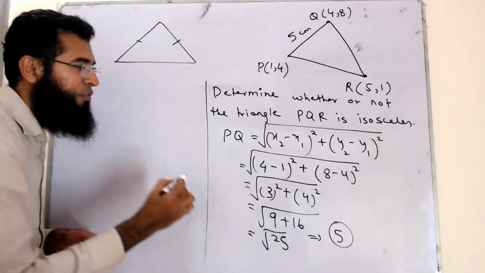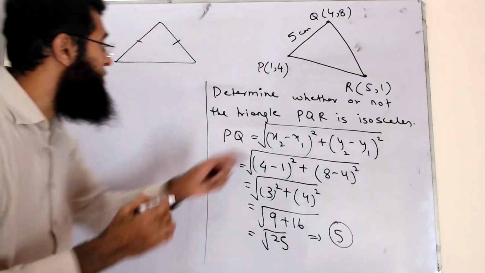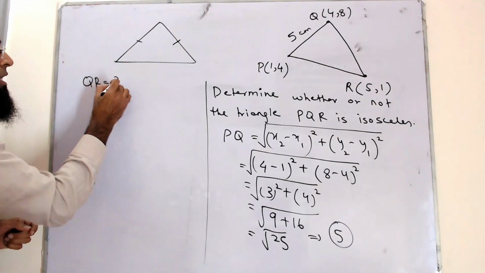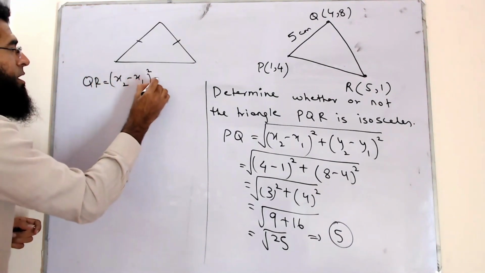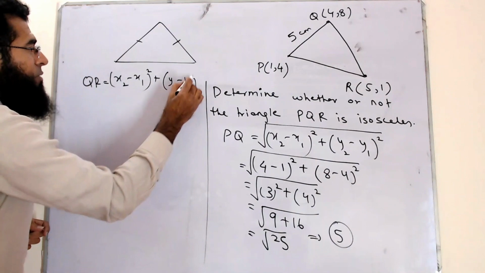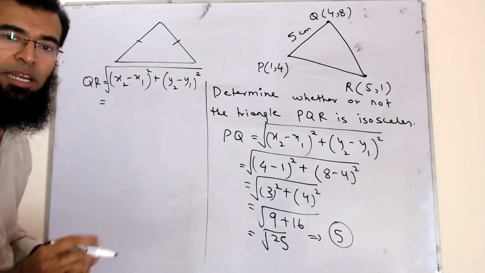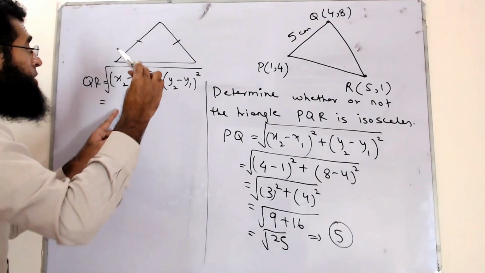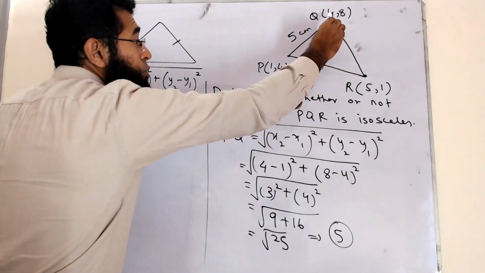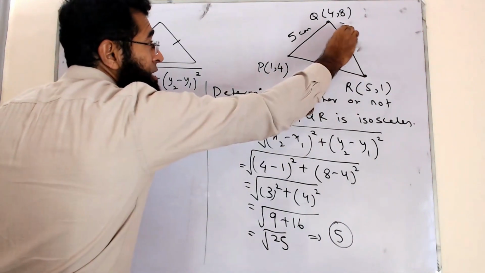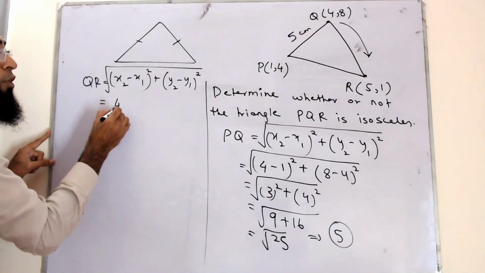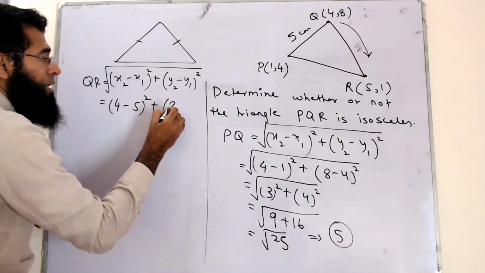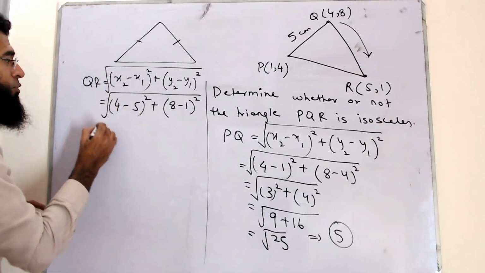So let's find the length of QR. Once again, we'll apply the formula x2 minus x1 whole squared plus y2 minus y1 whole squared whole under root. Now it's easier for us, we just have to plug in the values. So Q and R: x2 minus x1, the direction has to be the same. So 4 minus 5 whole square plus y2 minus y1, 8 minus 1 whole square whole under root.